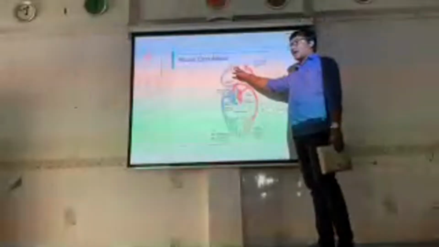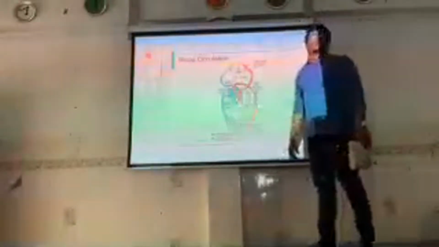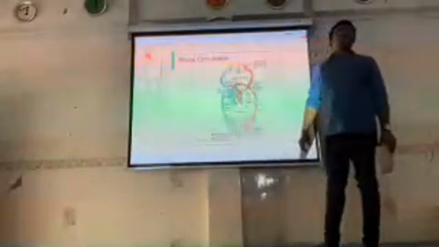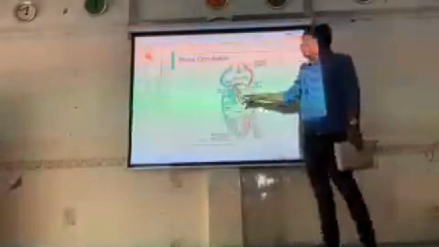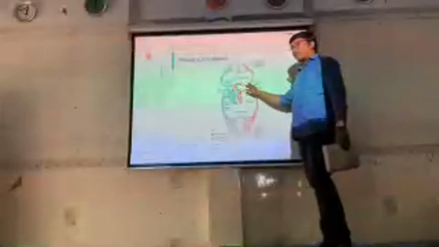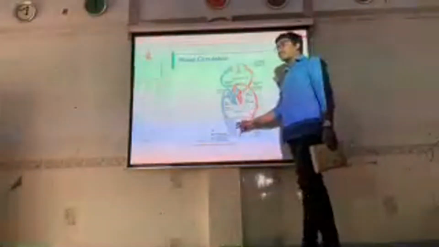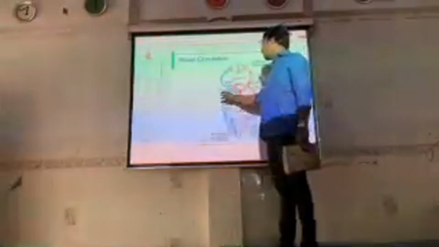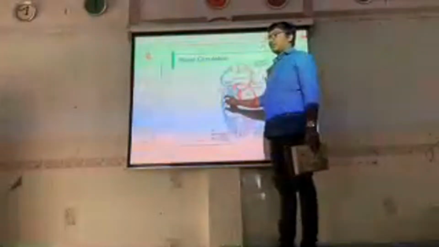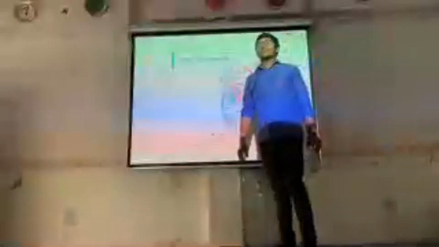Now we should know what this blood circulation is. How the blood enters the lungs, we call it pulmonary circulation. Now, blood being distributed to the entire parts of the body and returning to the heart, we call it systemic circulation.